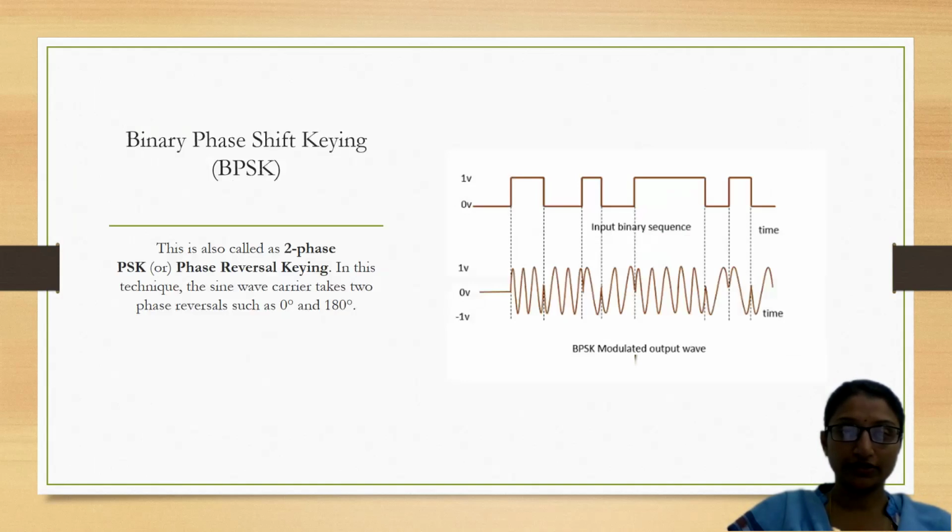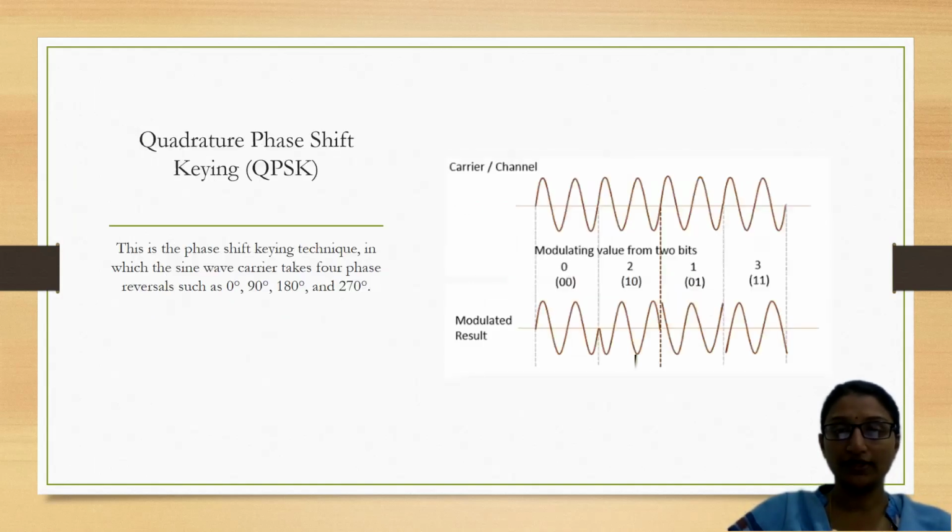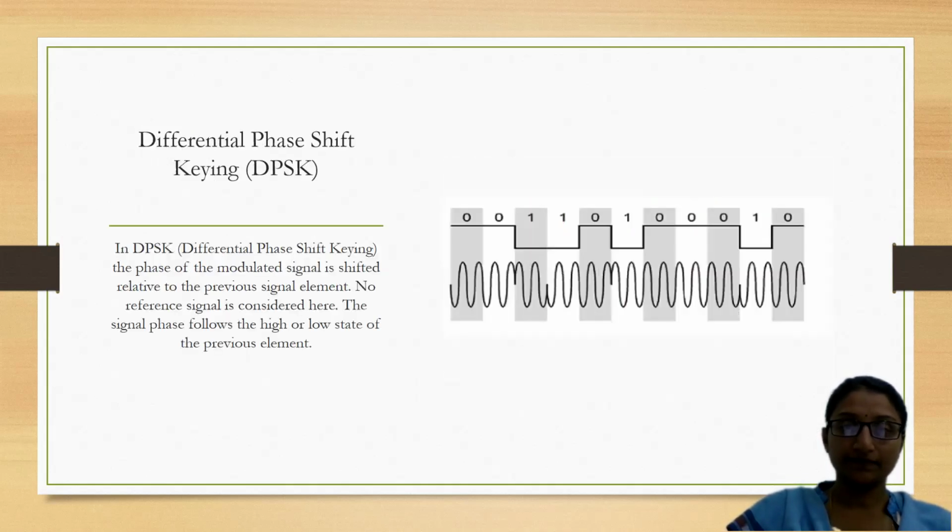And let us also observe the waveforms related to QPSK. In QPSK, the phase of the carrier is shifted between 4 different degrees, that is 0, 90, 180 and 270, as shown in the figure. And in the DPSK signal, whenever a 1 is there, then you can observe a shift in the value. It is completely depending on the previous value, but not on the reference value.